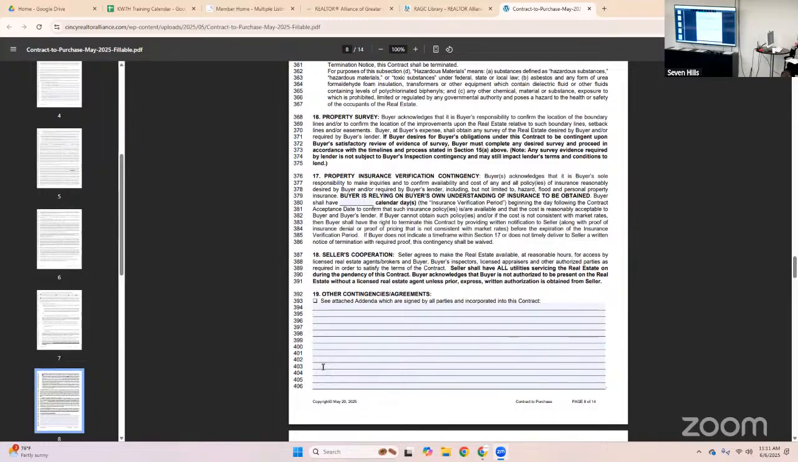Before the expiration of the insurance, if the buyer cannot indicate a time frame in section 17, or does not timely deliver to the seller a written notice of termination with proof, this contingency shall be waived. Thank you. So that's exactly what we just talked about.